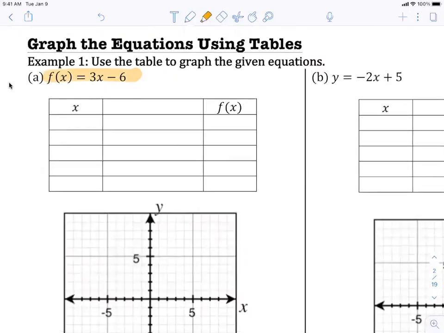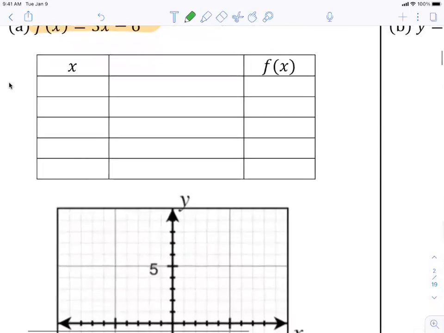That simply means that every x value that we choose to plug in, we're going to multiply by 3 and then subtract 6. So here's the cool part about graphing. If we have a function like this, your domain is unlimited. You can pick any x value in the world that you want to plug in and see what we get out. So that's exactly what we're going to do.